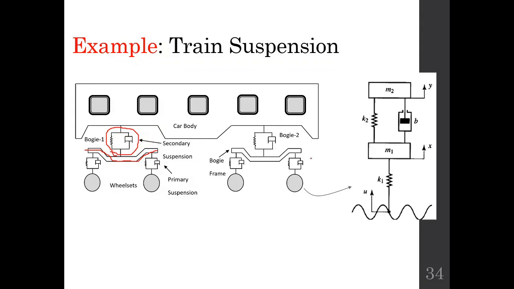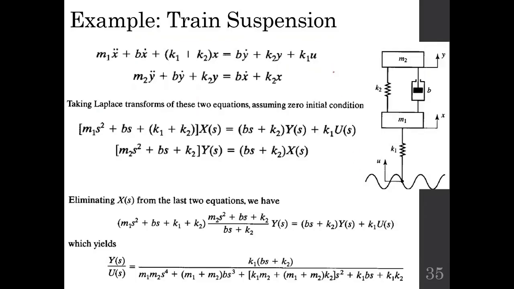Okay, we can draw its equivalent, which is given here. This is your train body, then this is your secondary suspension system, then we have the metal body which is connected with the primary suspension system. We have to make the equations of motion for this train suspension system, and we also have to find the transfer function. Since we have two bodies, we'll have two equations of motion, one for this body m2 and the other for this body m1. So the equations are given here.